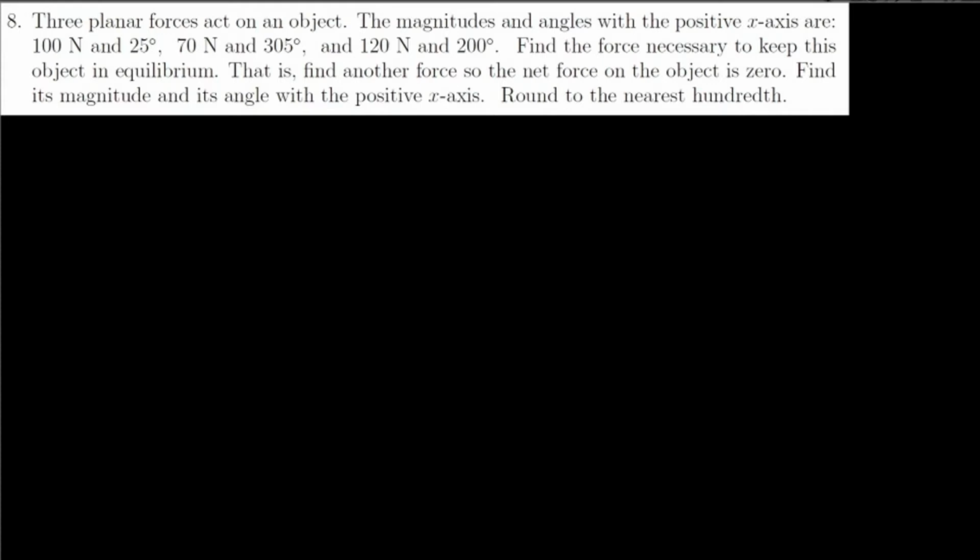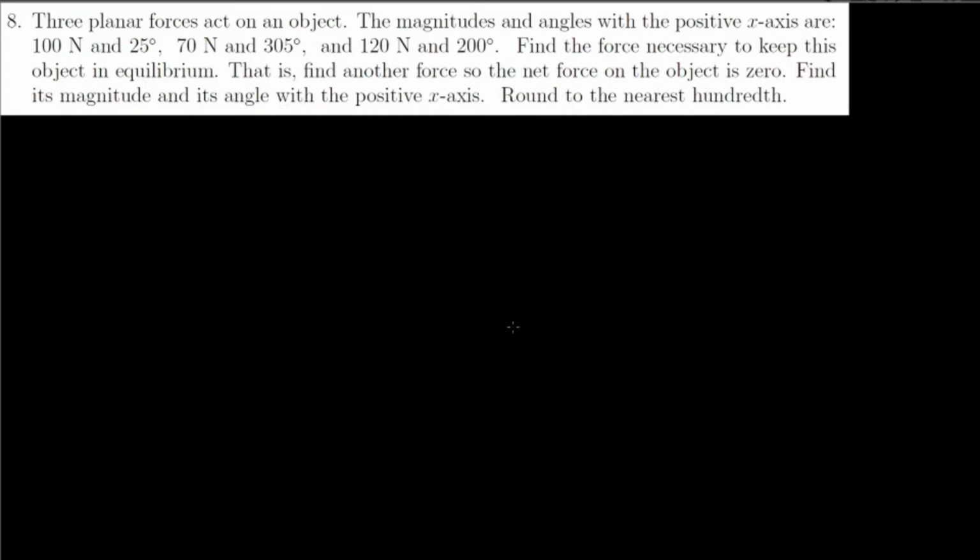Okay, number 8. So this is our first sort of application type problem. 3 planar forces act on an object. The magnitudes and angles with the positive x-axis are 100 newtons, that's the unit of force, and 25 degrees; 70 newtons, 305 degrees; and 120 newtons, 200 degrees. Find the force necessary to keep this object in equilibrium. That is, we want to find another force, the fourth one, so that the net force on the object is 0. Find its magnitude and its angle with the positive x-axis, and round to the nearest hundredth, so 2 decimal places.